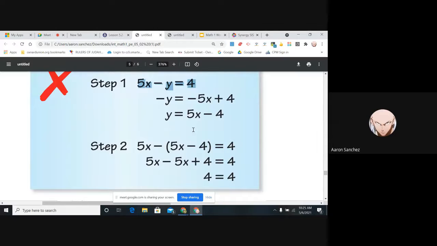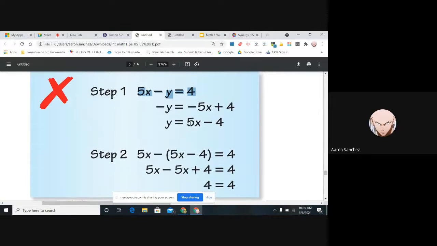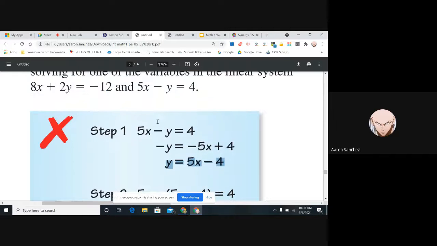So then, oh, look what they did. See how they took this equation and they plugged it into this equation, which is the same equation? This equation is this equation. What do they want to plug this into? The other equation. That's their mistake.